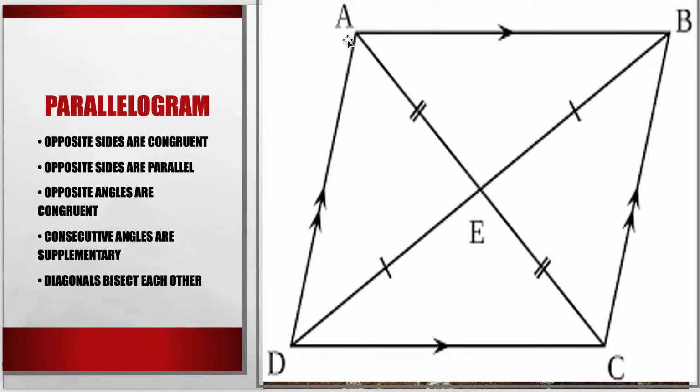And then we have consecutive angles are supplementary. So that means the angles next to each other are supplementary. So angle DAB is supplementary to angle ABC. Those two angles add up to 180. Diagonals bisect. You can tell by the tick marks on this image that I added that since they're equal on both sides, diagonals are cut directly in half.